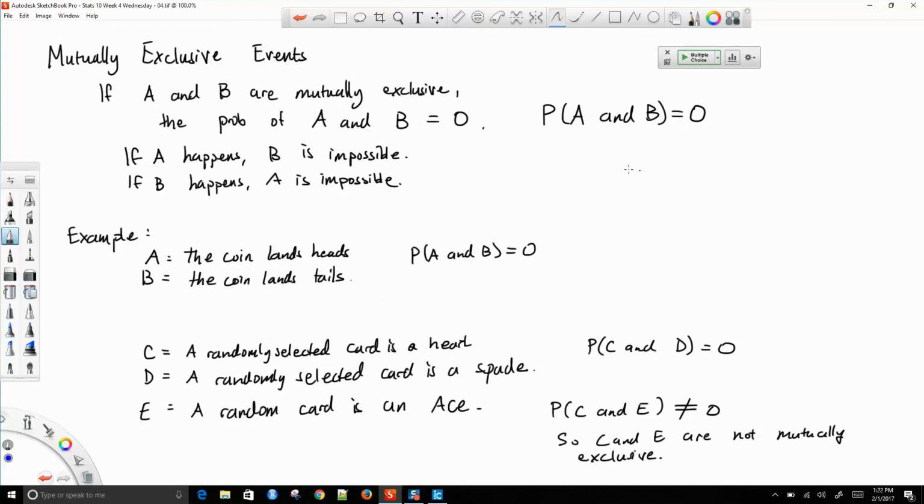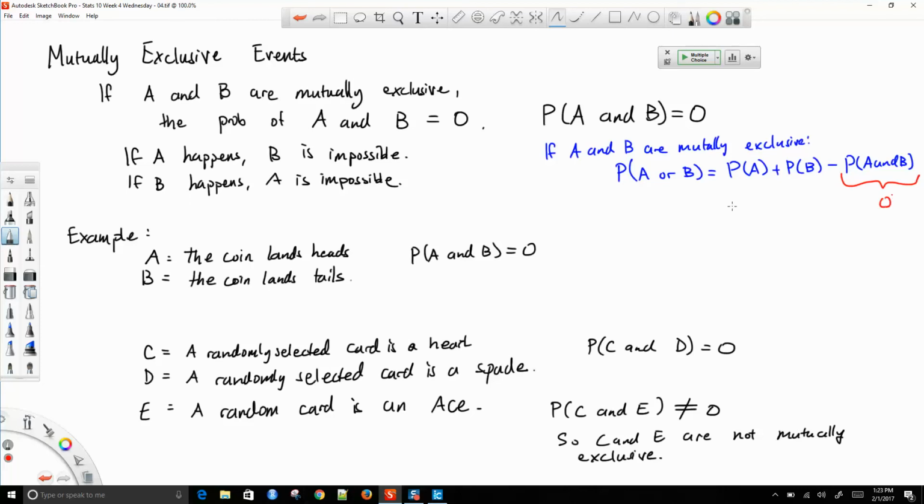As far as formulas go, what this means is that if A and B are mutually exclusive, that means the probability of A or B is going to equal the probability of A plus the probability of B minus the probability of the overlap. Okay? However, the probability of the overlap is 0. Therefore, the probability of A or B is just the probability of A plus the probability of B if A and B are mutually exclusive.